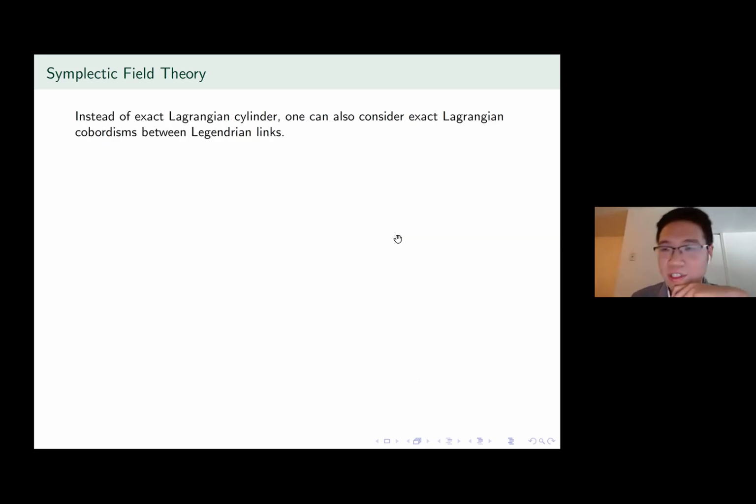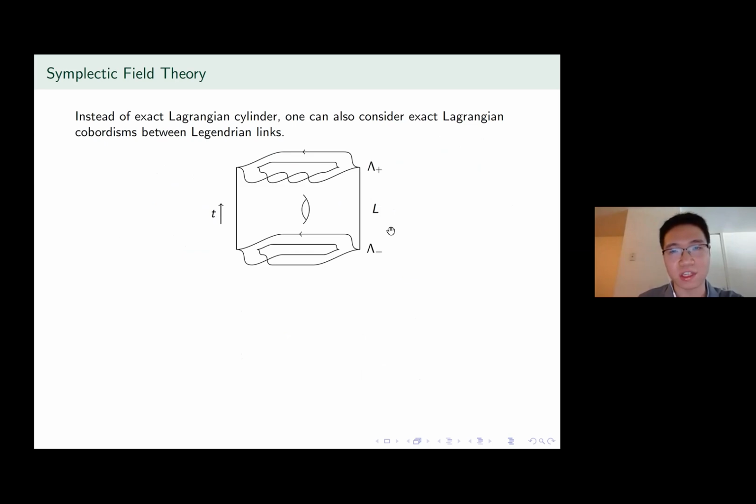So instead of just an exact Lagrangian cylinder, you can also consider exact Lagrangian cobordisms between links. For example, this is a cobordism. You have a link at some height, and another link at some other height, and then you have an exact Lagrangian surface that has boundary at those two parts. So this is an exact Lagrangian cobordism.